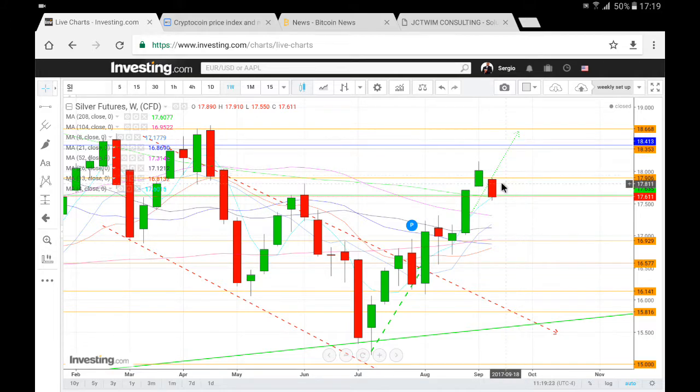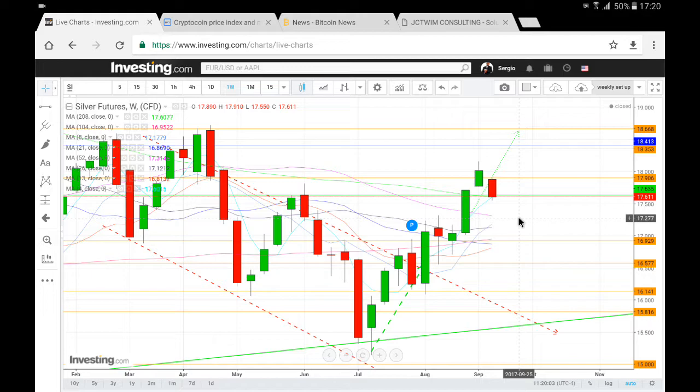So now expect a continuation or sideways movement over here, but I'd rather see a continuation. That's probably what silver price is gonna do, continuation. So expect another bearish bar over here. One more. We test that particular level over here, the 52 weeks moving average. That's my target. So I'm bearish for silver, but just for 1 week. That's a shorter term trading, but it's not worth it. I better wait in the sidelines, see what's gonna happen.